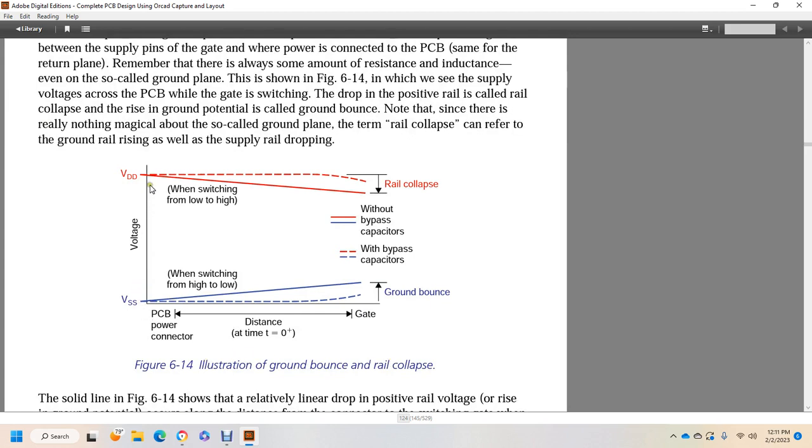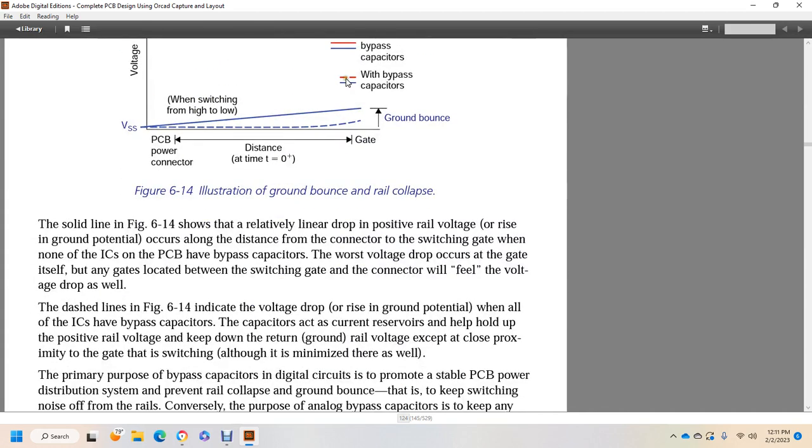It shows voltage SS and voltage DD switching low to high, and the rail collapse without bypass capacitors. The solid lines are without bypass and the dotted lines are with bypass capacitors, showing ground bounce and rail collapse when switching high to low and low to high. The solid line in figure 614 shows the relatively linear drop of the rail voltage along with the ground potential curve, along with the distance of the connector to the switching gate.